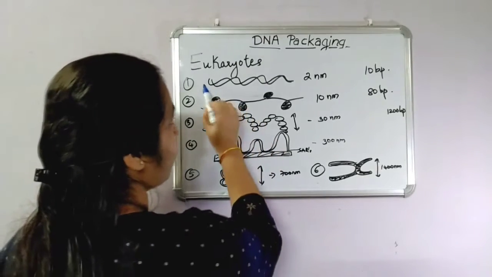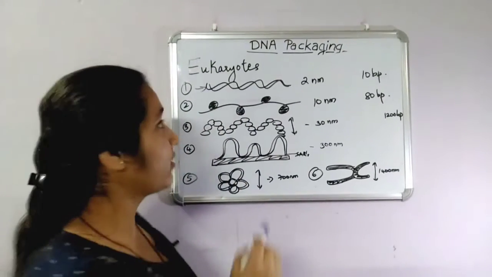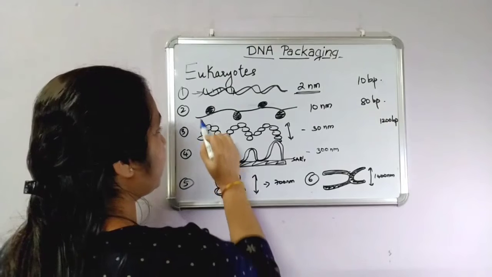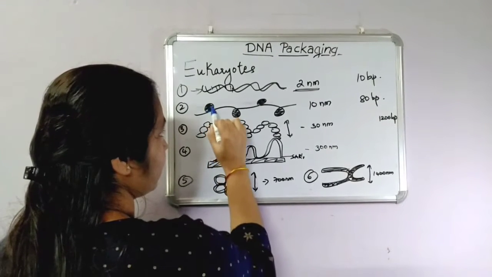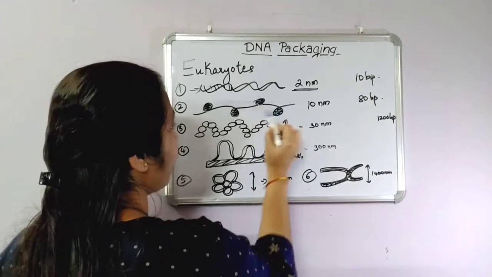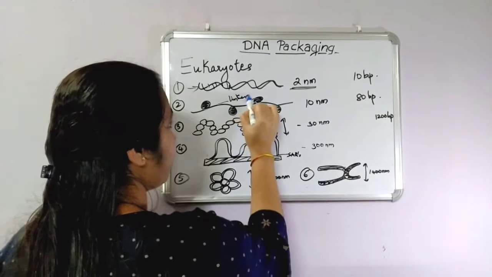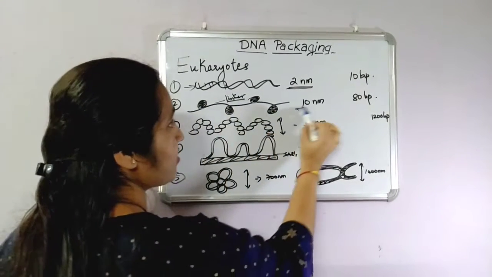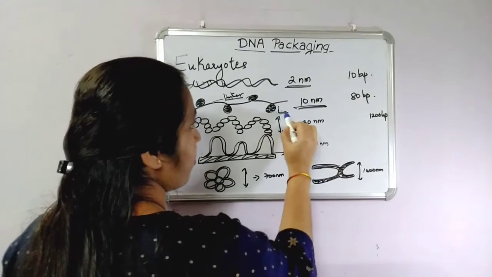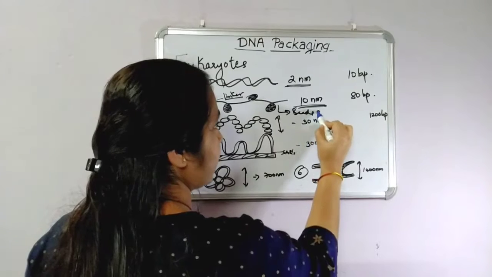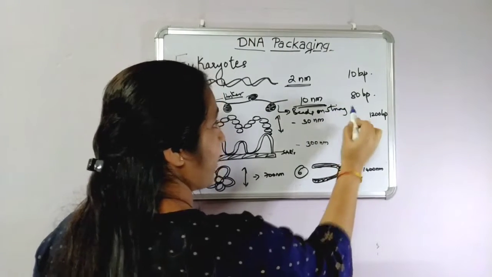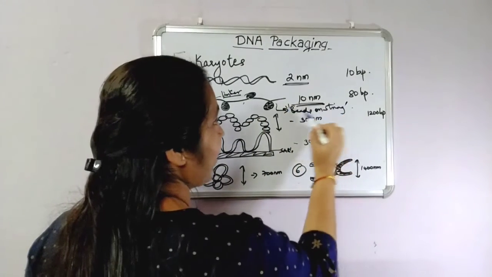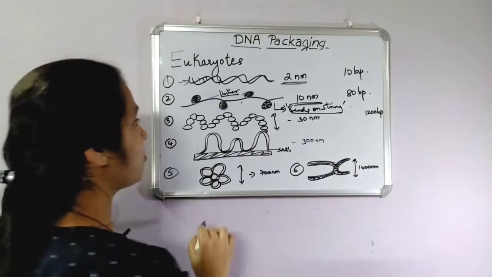This is the normal double-stranded DNA molecule, which is the 2 nanometer fiber. Furthermore, the DNA will be wrapped around the histone proteins, and these are called the linker DNA. With the help of linker DNA, the DNA will be compacted and wrapped around the histone proteins and will form the 10 nanometer fiber. This model is also called beads on a string, because in the electron microscope the DNA is seen as beads on a string.